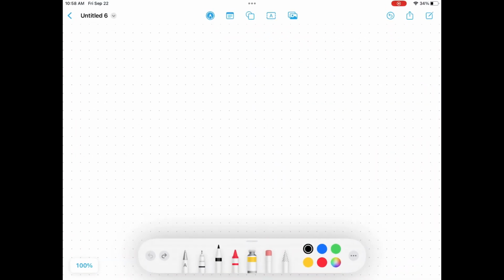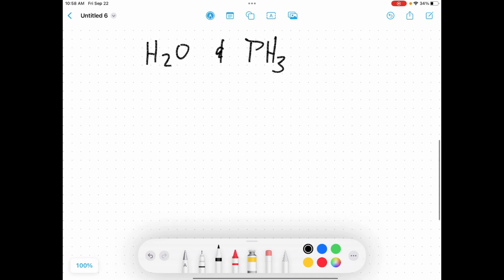Okay, so let's take a look at some practice problems to connect these IMF forces to actual things you'll see in the class. So you might get some questions like, let's say we have an H2O molecule and a PH3 molecule, and I want to figure out what IMF forces are present in these two molecules.